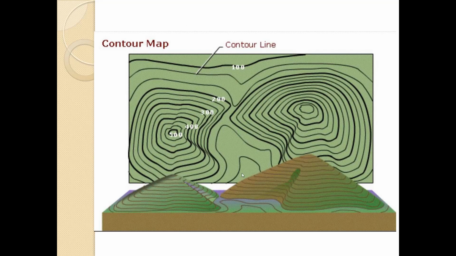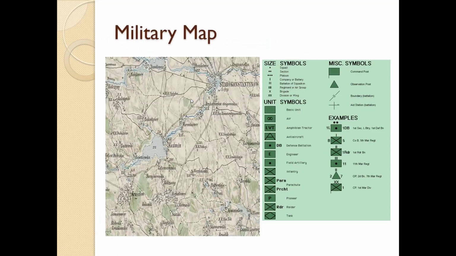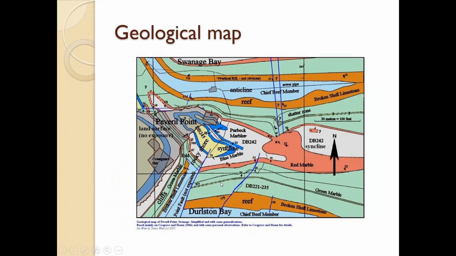So basically these are the contour maps. Here you can see in 3D and in the contour map, these are the contour lines. Here we have these two hills, and in 3D you can see the hills, and these are the contour lines. Here also you can see the contour lines, the lines which are connecting the points at the same elevation or same height. These are the military maps which show the artillery, air bases, etc. And these are the geological maps which show the reef, anticline, and all these geological features.